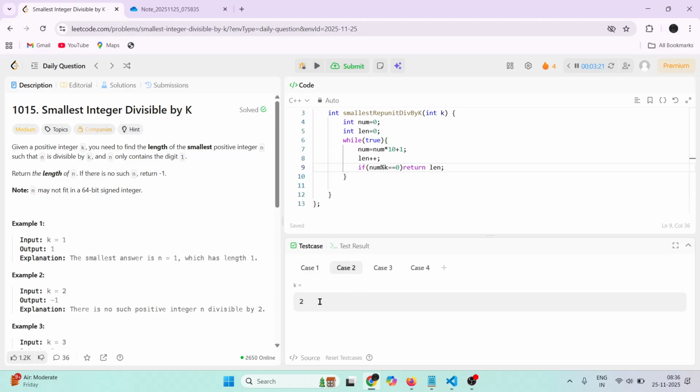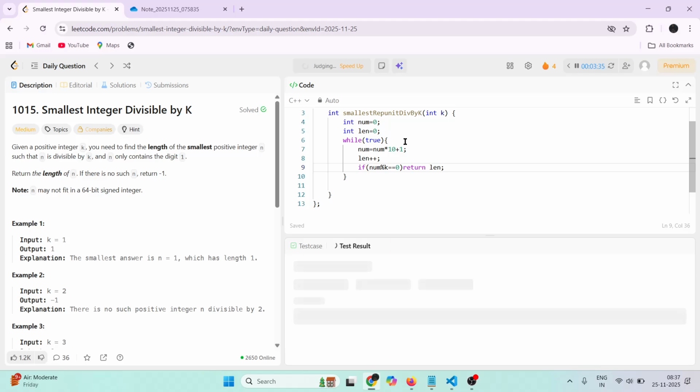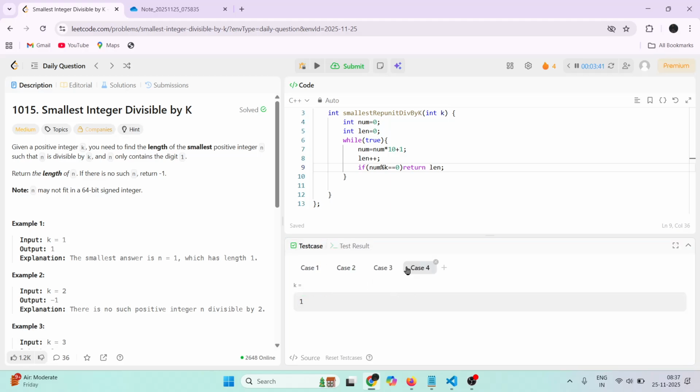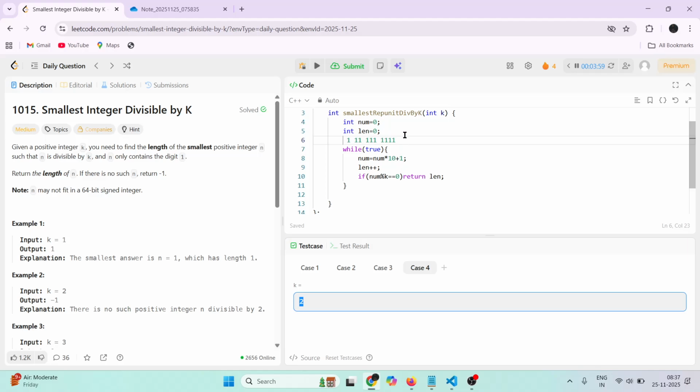Like if it is not divisible by k, say 2 or 3 or 7. If we remove this test case and now run, whatever the issue, let's add a test case like 2. We know we are going to get numbers like 1, 11, 111, 1111. It's always 1 at the unit place, so it is never going to be divisible by 2. So it is going to keep searching.